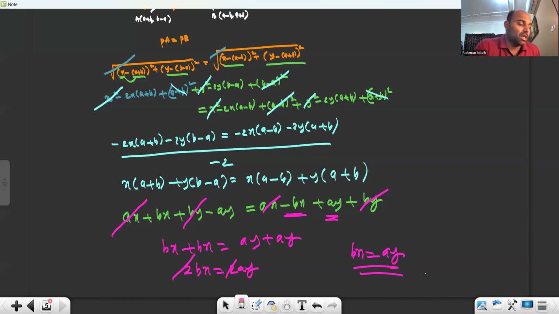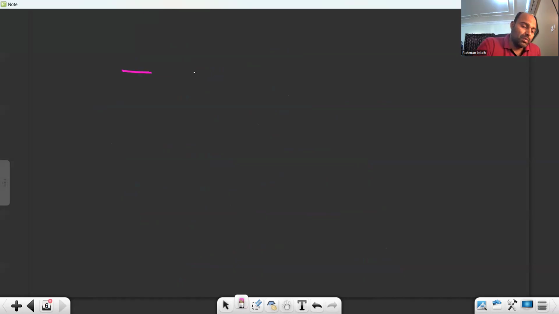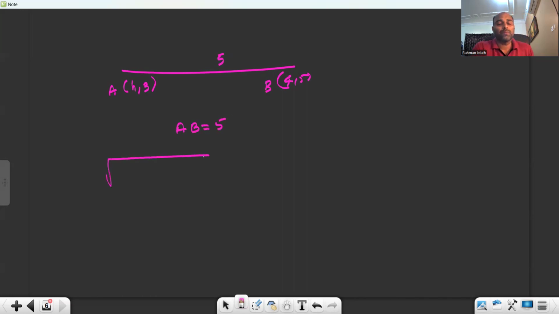Distance between (h, 3) and (4, 5) is given 5. There are many people simply opening the bracket. At any cost, don't open the bracket. I'll tell you what I mean. This distance is given what? 5. So given that AB equal to 5, root of x1 minus x2, as h came first, so I'm writing h minus 4 whole square.